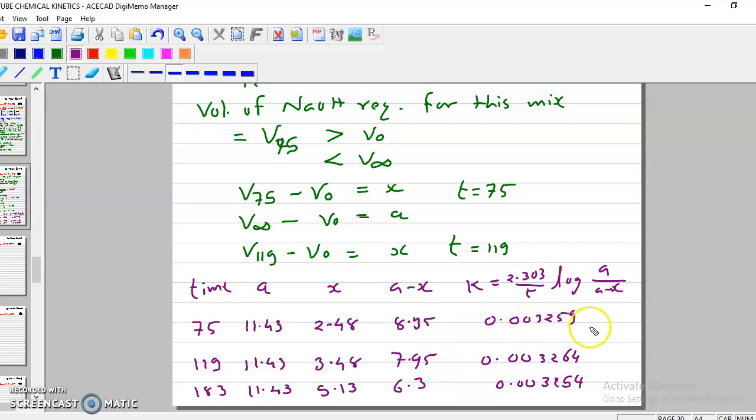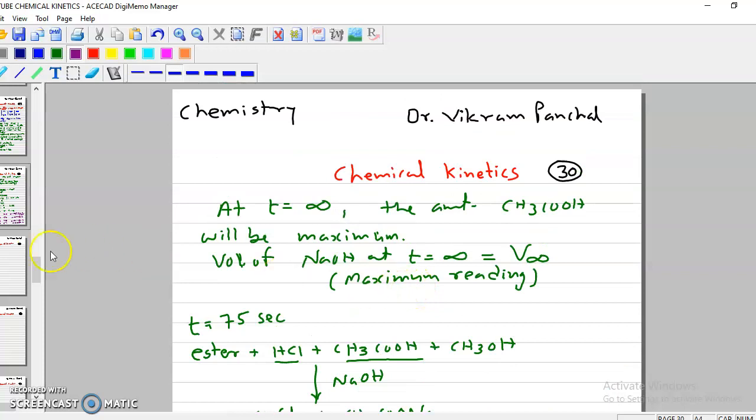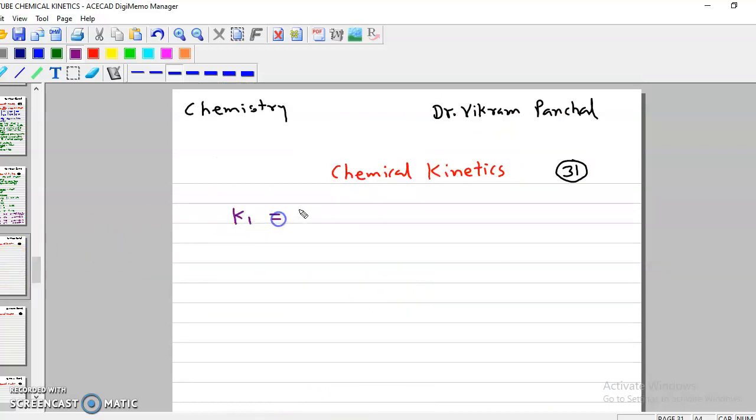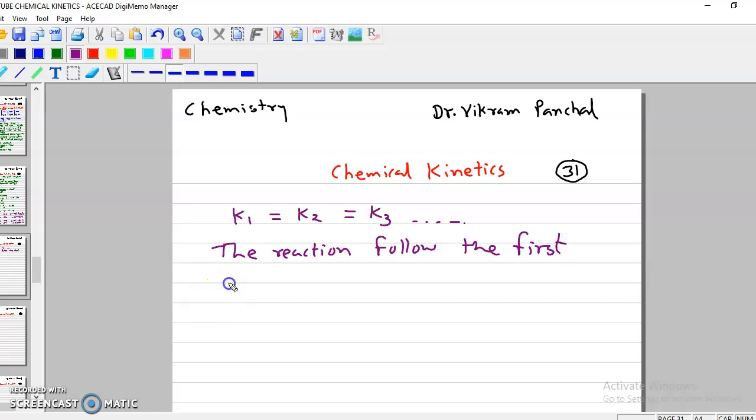You can see that this is called K1, this is K2, and this is K3. For this you can say that K1 is equal to K2 is equal to K3, and therefore it will be of first order. When we find K1 equal to K2 equal to K3, we can say that the reaction follows first order. So if all the constants are constant, then it relates to a particular order of reaction. So the reaction follows the first order, and this way we prove that the reaction is of first order.